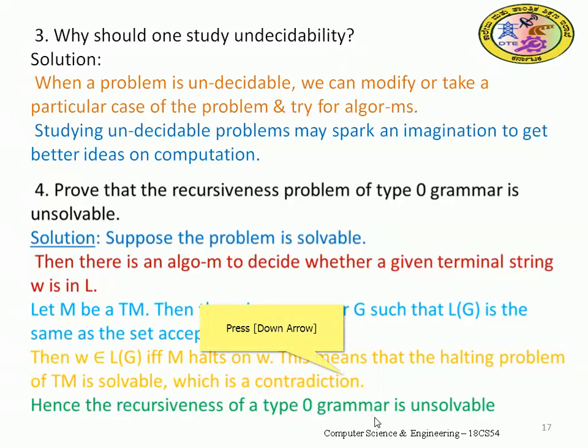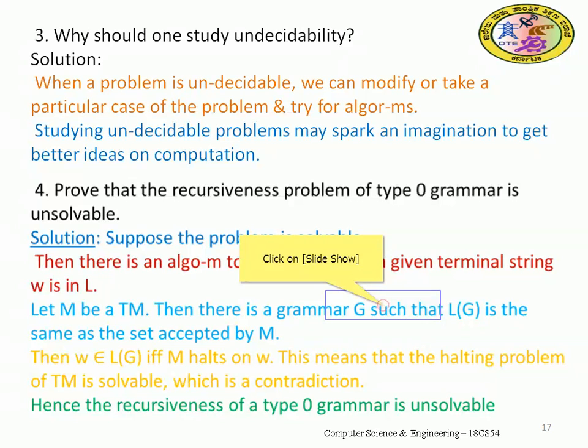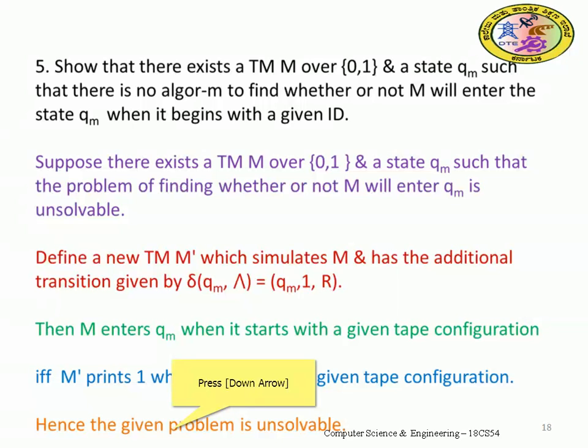So with this we can see that there exists a Turing machine M over {0, 1} and a state qm of M such that there is no algorithm to determine whether or not M will enter the state qm beginning with a given ID, instantaneous description. So there is no guarantee to reach the state qm. Suppose there exists a Turing machine M over {0, 1} with a state qm such that the problem of determining whether M will enter qm is unsolvable.